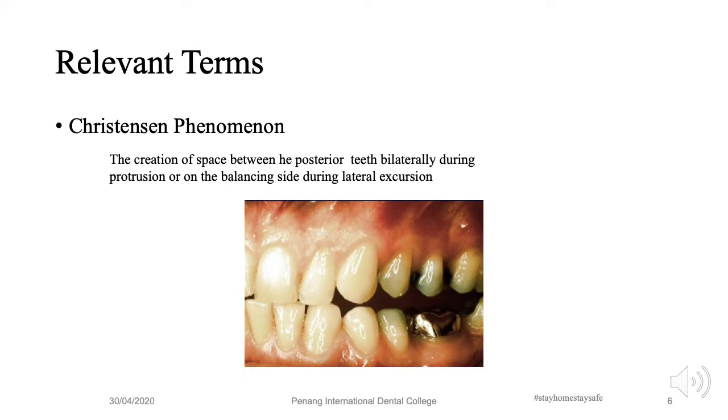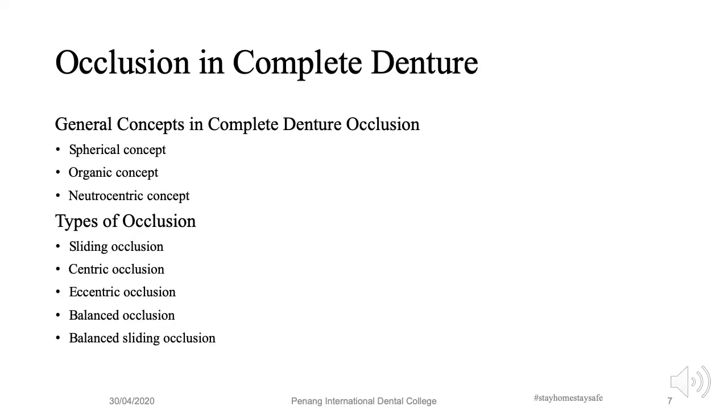Okay. So coming to occlusion in complete dentures, we have certain general concepts which talk about complete denture occlusion. These concepts are not exactly to be followed. They are just the theoretical knowledge which was given by a few of the founders of these concepts. So the first one is the spherical concept. According to this concept, the anteroposterior and mesiodistal inclines of the artificial teeth should be arranged in harmony with the spherical surface.